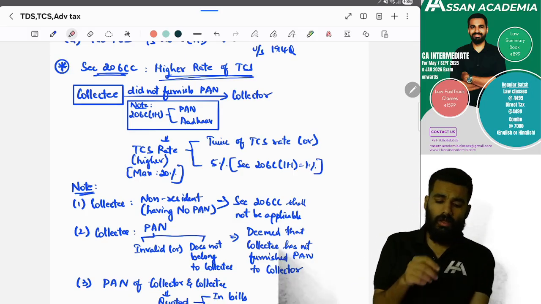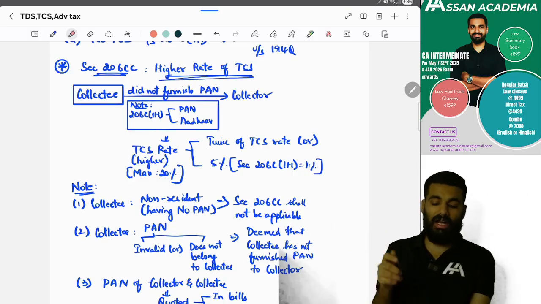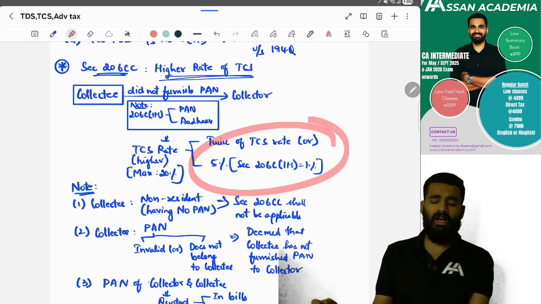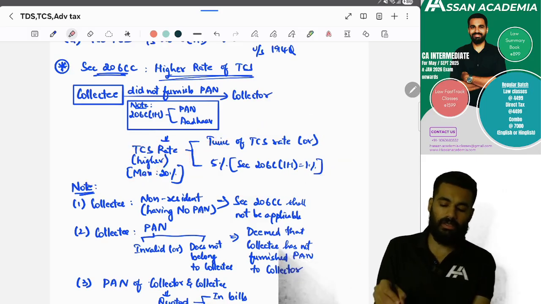If PAN or Aadhaar is not given by the collectee to the collector, then twice the TCS rate or 5%, whichever is higher, will apply, but the maximum it can be is 20%.